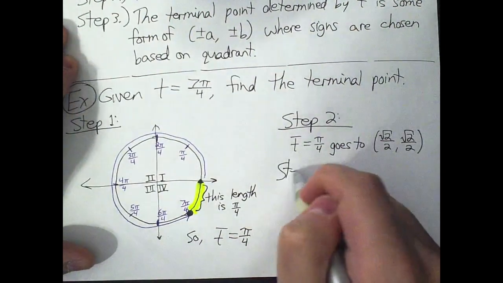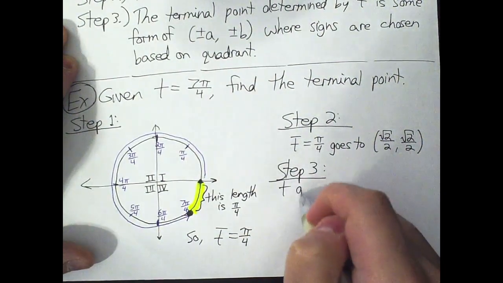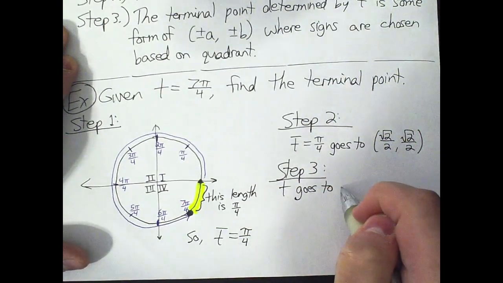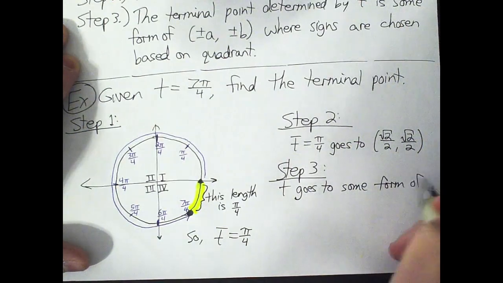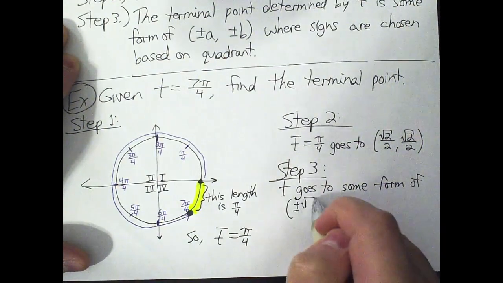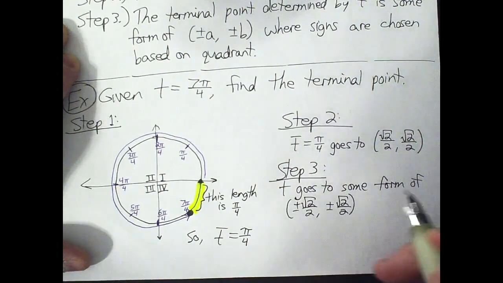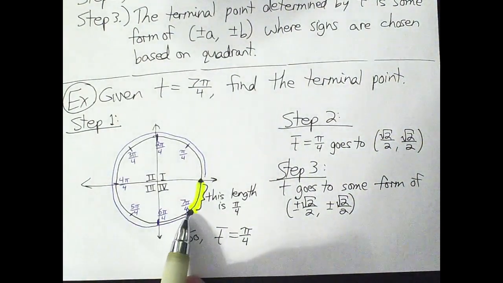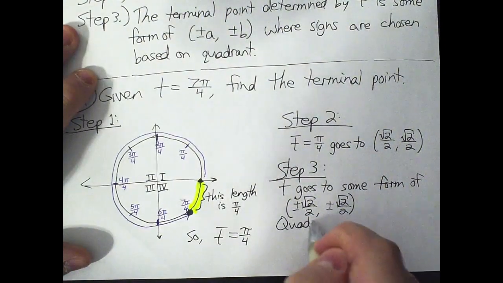Step 3. T goes to, and I wrote t, not t bar. T goes to some form of plus or minus square root of 2 over 2, comma, plus or minus square root of 2 over 2. We just need to figure out, is it plus or is it minus? We're looking at this point. It is in quadrant 4.